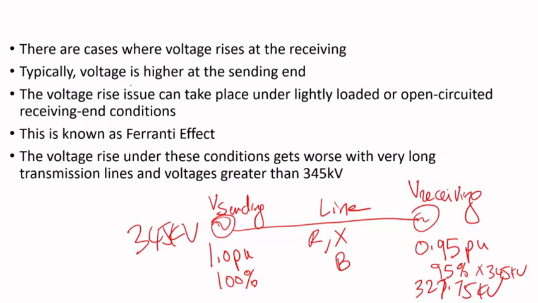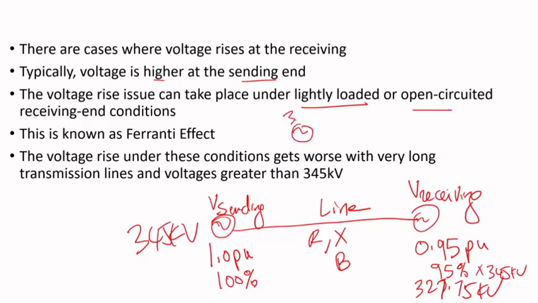So typically voltage is higher at the sending end, but as you go downstream, you're going to incur voltage drops across any resistance or reactance of the lines, transformers, and so on and so forth. The voltage rise issue can take place under lightly loaded or open circuit receiving end conditions. However, there are cases where actually the opposite happens.